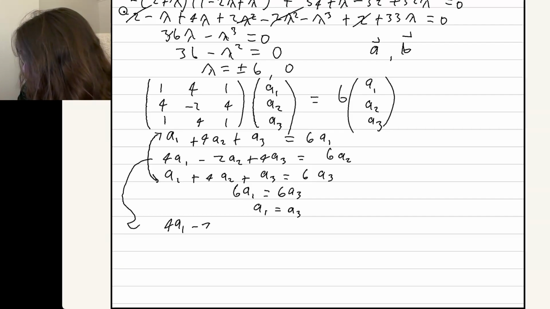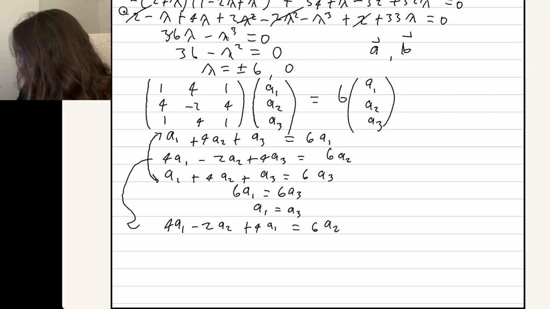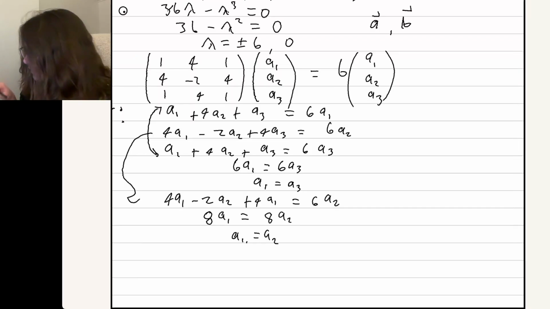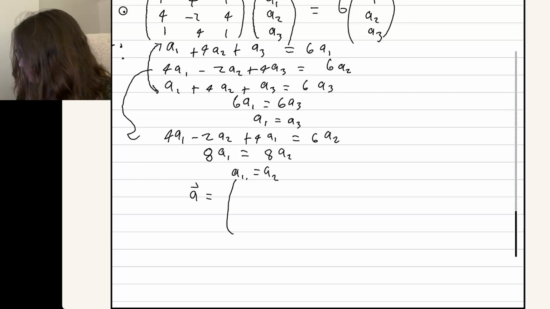And then we can take the second equation, so it's 4A1 minus 2A2 plus 4A1 equals 6A2. We can add 2A2 to both sides and add up the A1s on the left-hand side, so we have 8A1 equals 8A2, so you just get A1 equals A2, and that's lovely. Now that we have the relationship between the components, we can set it up so that we have the simplest 3 components being 1 and 1 and 1.